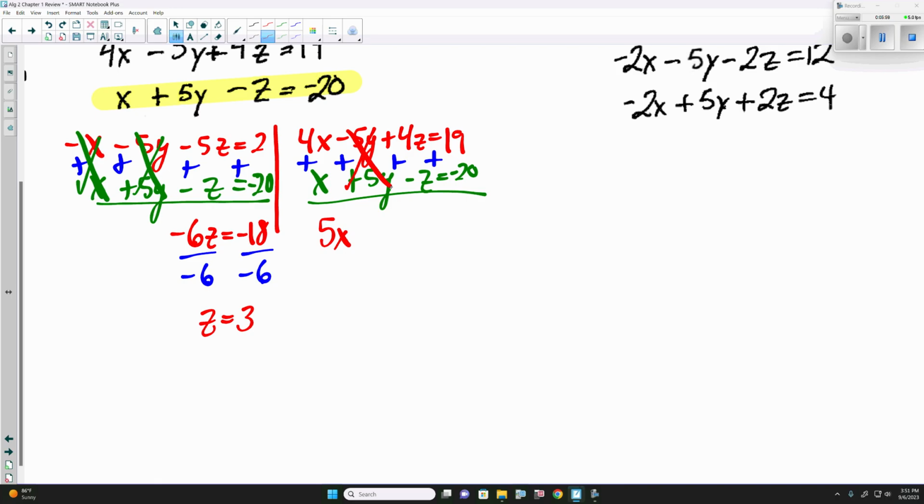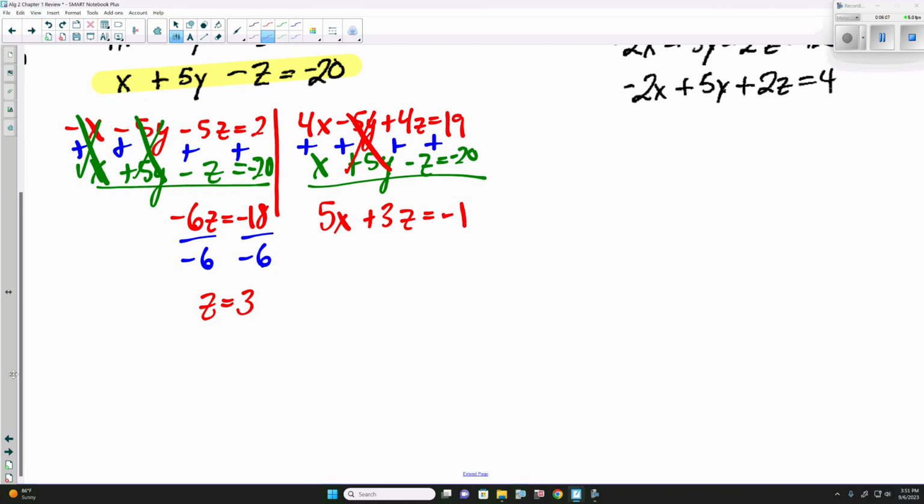And 4z plus negative z is 3z, which is equal to 19 plus negative 20, which is negative 1. Now at this point here, we can plug in the value of z. So 5x plus 3 times 3 equals negative 1. So we have 5x plus 9 equals negative 1.